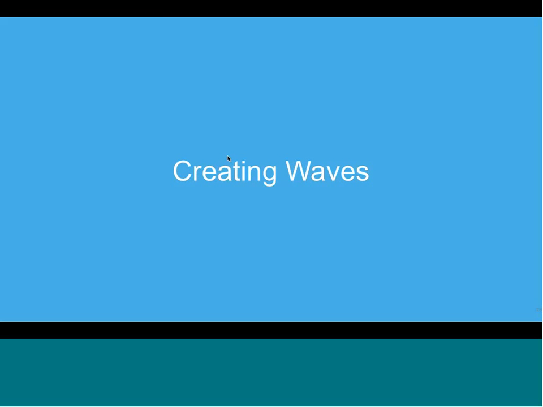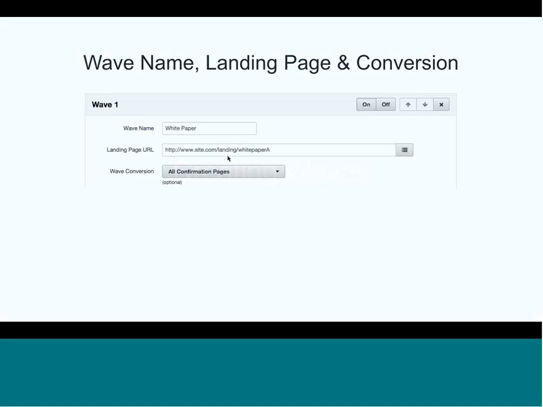Okay, so enough about audience definition. Now I want to get into creating waves. So the first step in creating a wave is specifying a name. So typically you're going to name this after the offer or call to action that you're promoting. So it might be a name of a white paper, name of a webinar, etc.